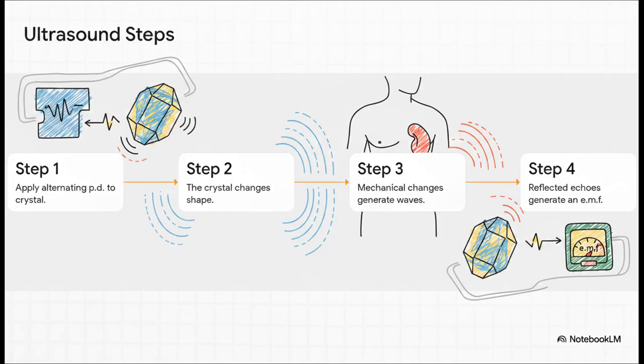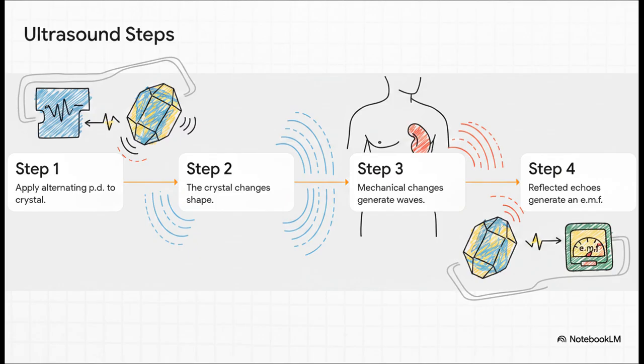Okay, so it all kicks off with this genuinely brilliant phenomenon called the piezoelectric effect. To generate ultrasound, step 1 is applying a rapidly alternating potential difference, or PD, right across a piezoelectric crystal. This electrical signal makes the crystal literally, physically change shape. It starts oscillating. Then, in step 3, these high-frequency mechanical shape changes generate the ultrasound waves that travel down into the body. But here is the absolute magic of the transducer. It actually works in reverse.